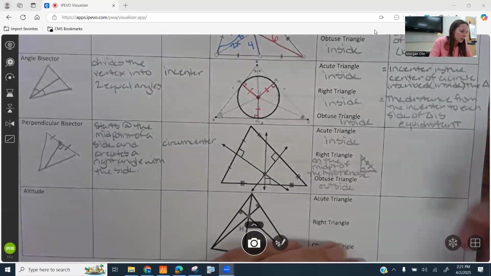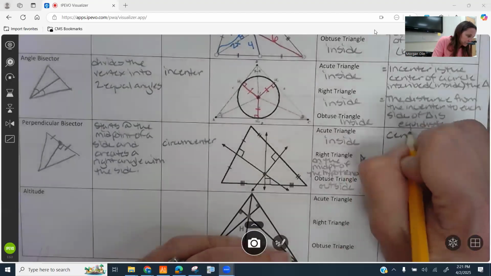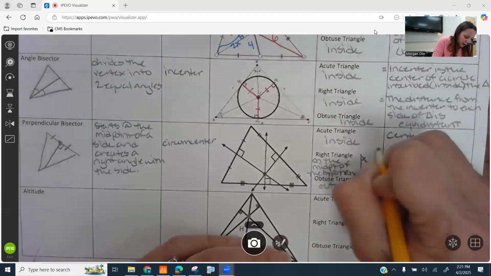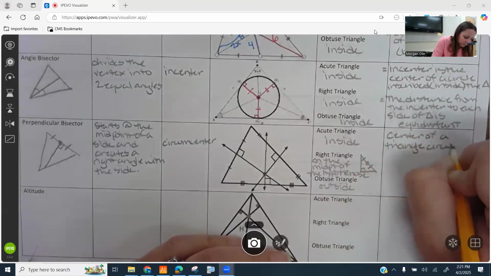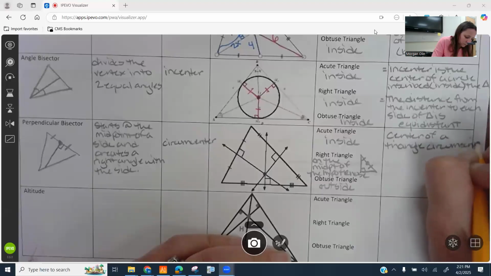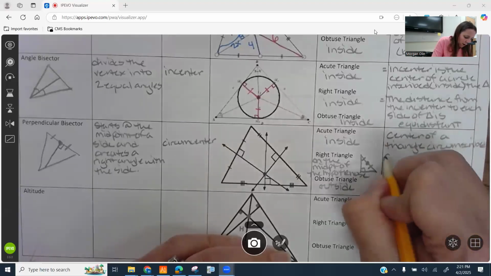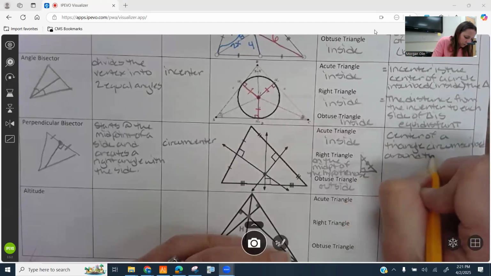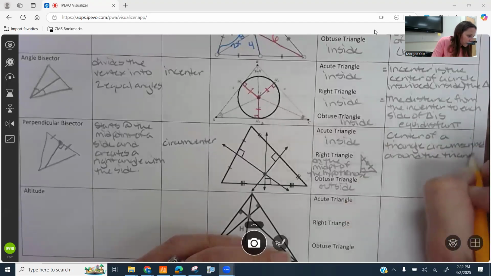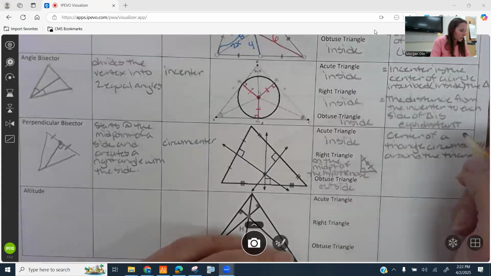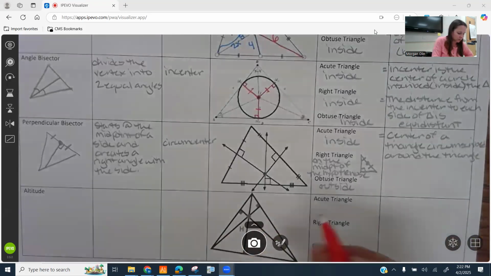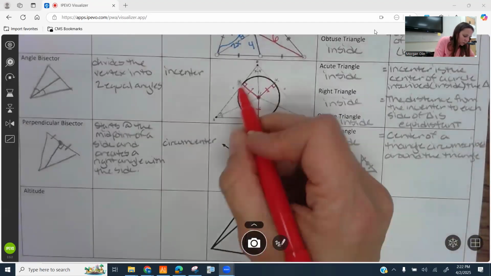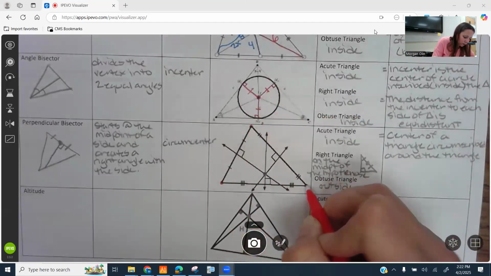All right, now the center of a circle circumscribed around the triangle. So basically this point right here is the center of a circle. Now this isn't going to be great because I'm going to go outside this box right here. But inscribe means the circle's inside. Circumscribe means the circle's going to be on the outside.